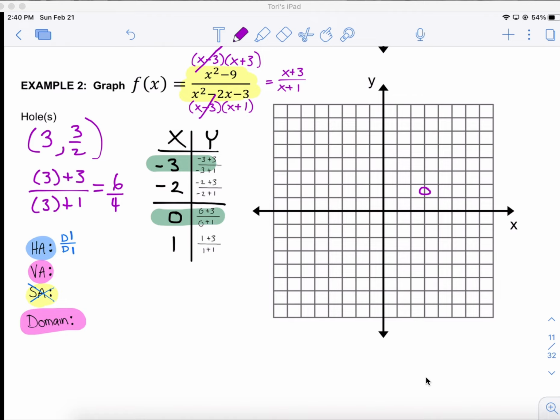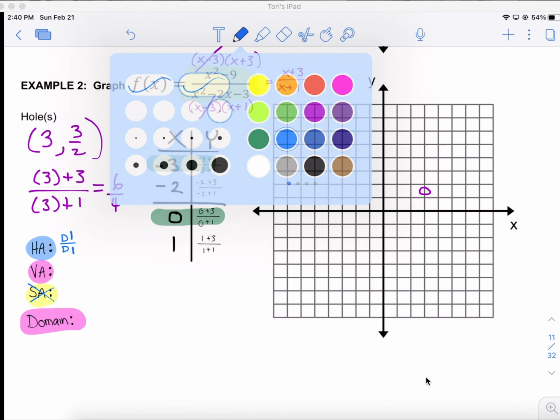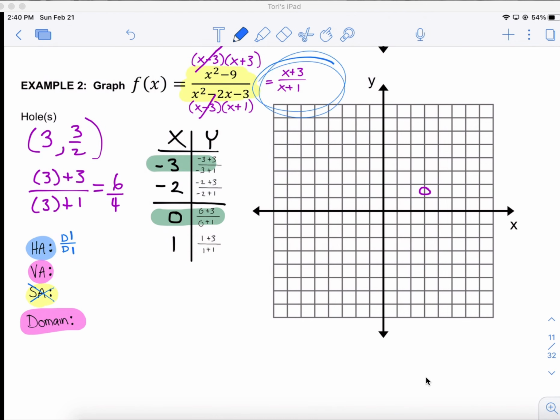All right, we're going to check for asymptotes. So horizontal asymptotes, because I have degree 1 on top, and I'm only looking at this equation now, degree 1 on top, degree 1 on bottom, that means I'm using a ratio of the leading coefficients. My leading coefficients are 1 and 1, so I have a horizontal asymptote at y equals 1. Let's go ahead and graph it.